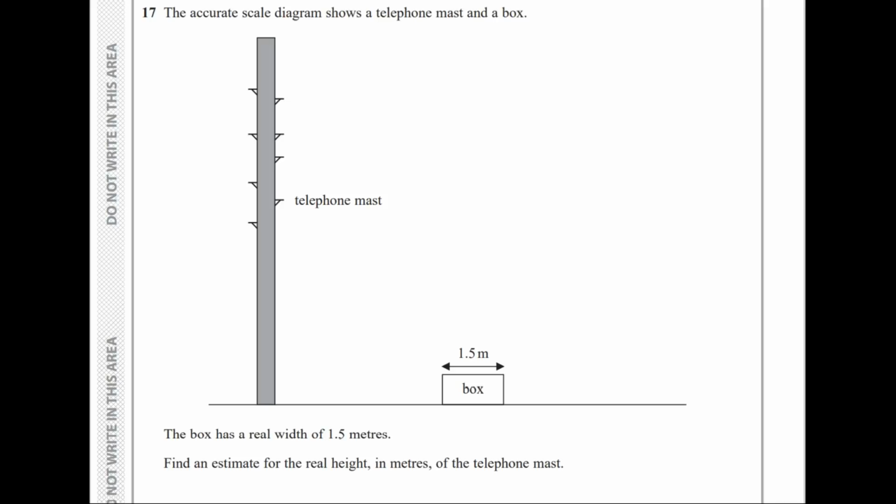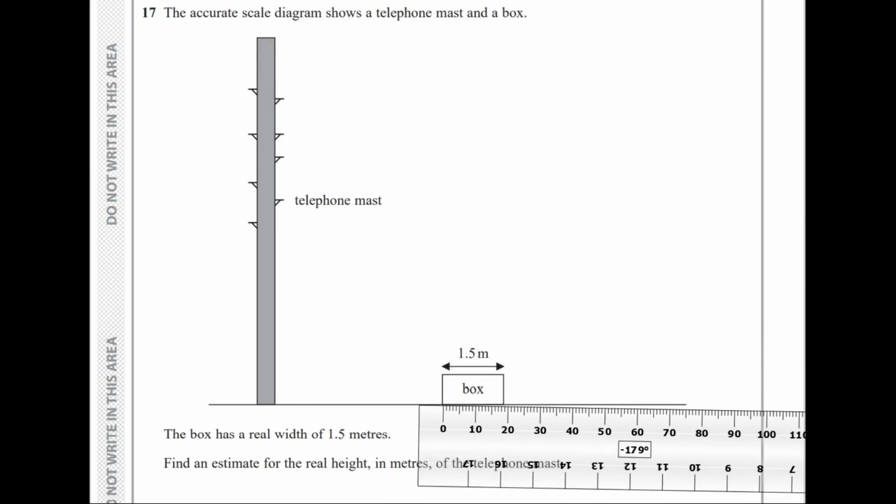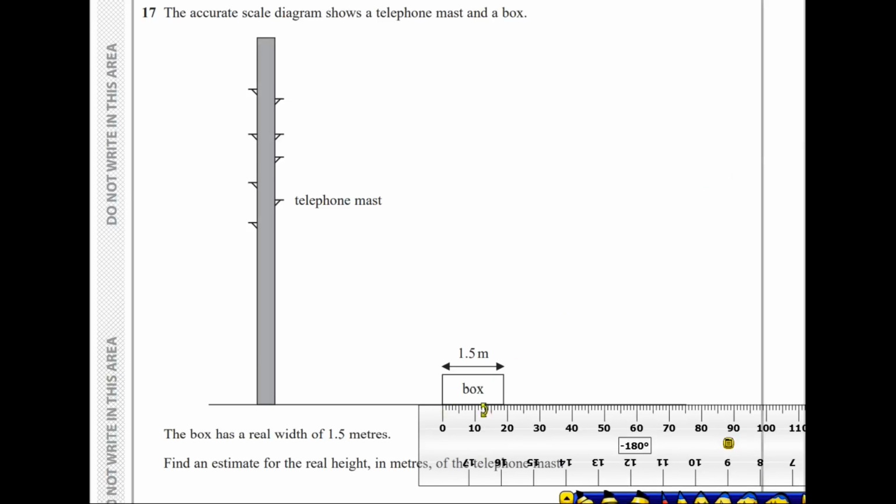The box has a real width of 1.5 meters, and we want an estimate for the real height in meters of the telephone mast. Well, there are a couple of different ways you can do this, and please be aware that the scale that I am using on a computer screen here is not going to be the same as for a paper exam. However, I'm going to start by measuring the width of the box on my screen, and I have it here that the box looks as though it is 19 millimeters.